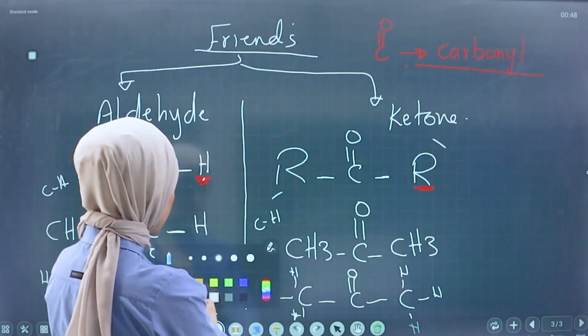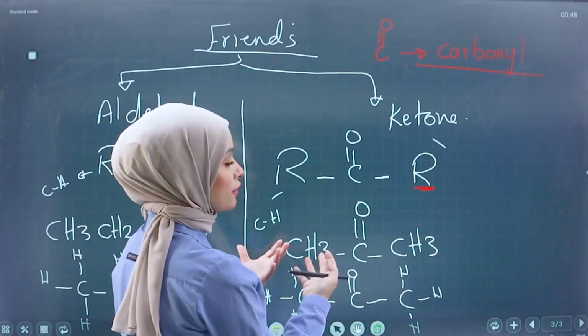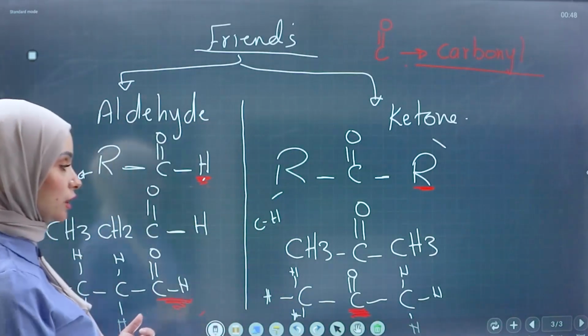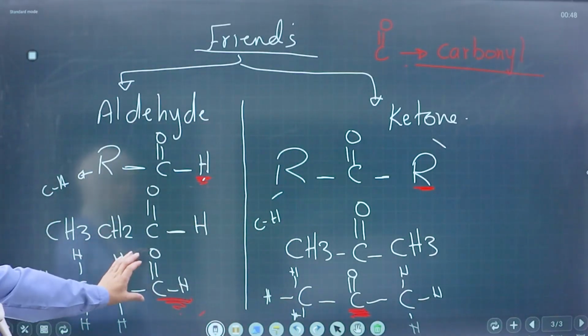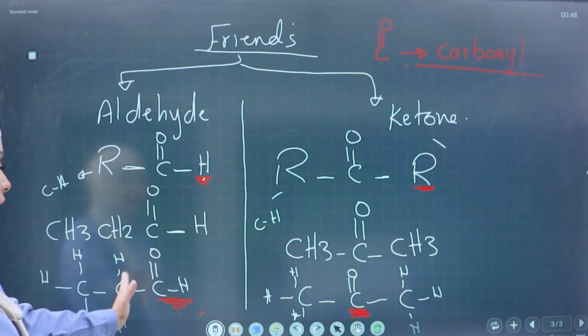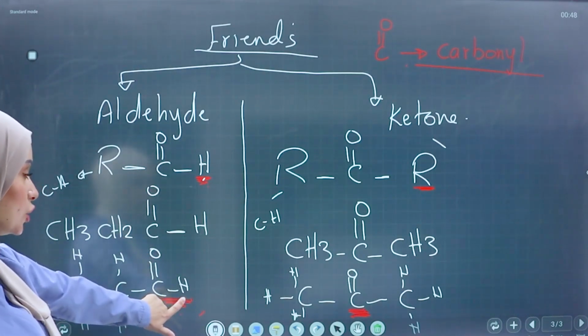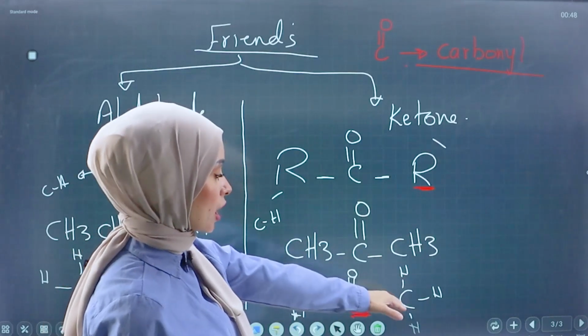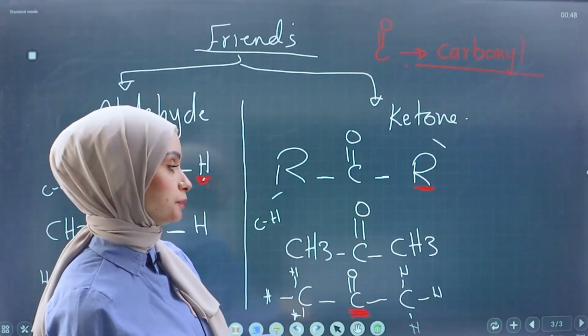If you notice, this is what makes it different: the functional group, which here is the carbonyl group. So I have here the carbonyl group that has hydrogen after it, which is an aldehyde, but when the carbonyl group has another carbon after it, it is a ketone.